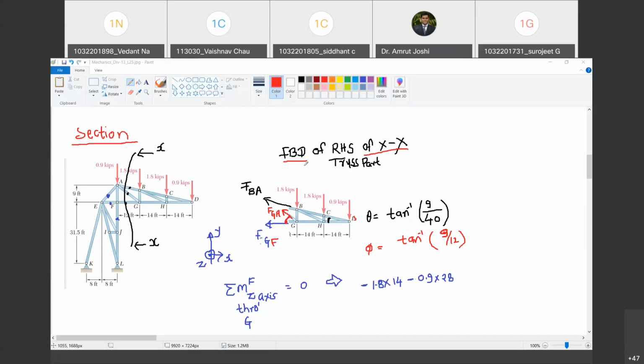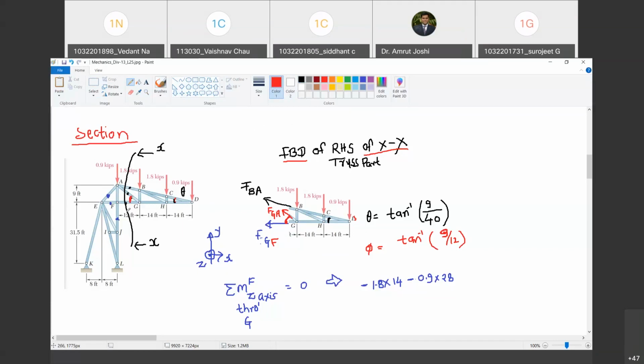Now, is this free body diagram complete? No, not yet, because we have not calculated the angles. So what is the angle made by this FBA with reference to horizontal? It is the same as this angle. Do you agree with me? Yes, sir. And how much is that angle? If I call this angle as theta, and if I call this angle as phi.